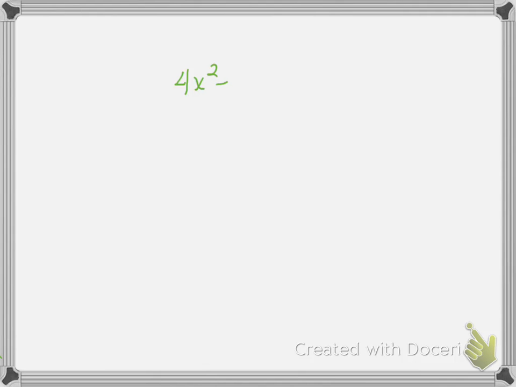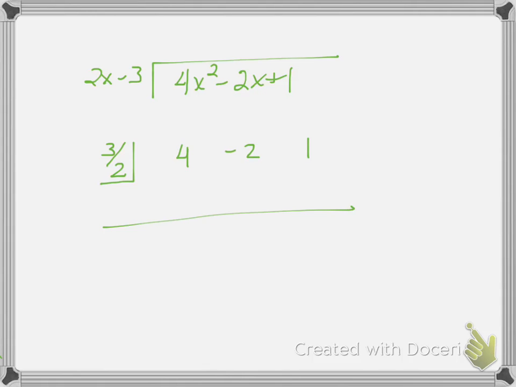We have 4x squared minus 2x plus 1. That's going to be divided by 2x minus 3. And so more than anything else, what we need to do is try and set this up and make this easy for ourselves. So there's my divisor, 3 halves. Here are my constants. So let's see what I get. Bring down the 4. Multiply 3 halves times 4. That's 6. Bring down, add down 4.